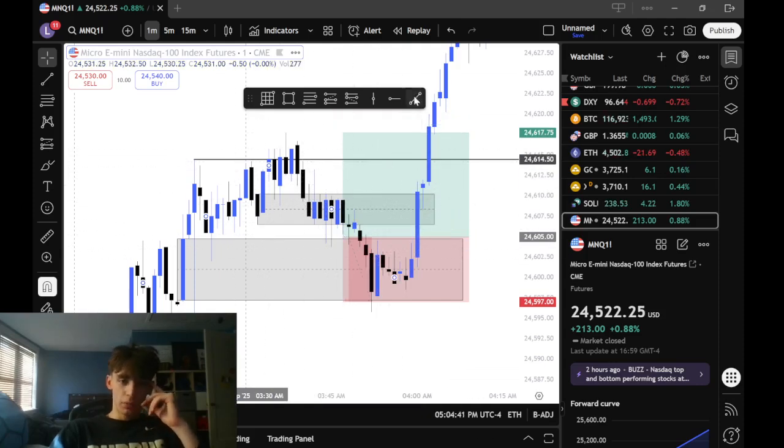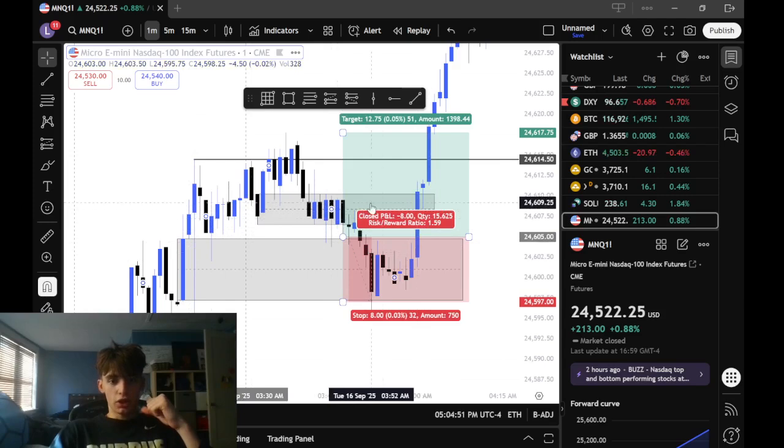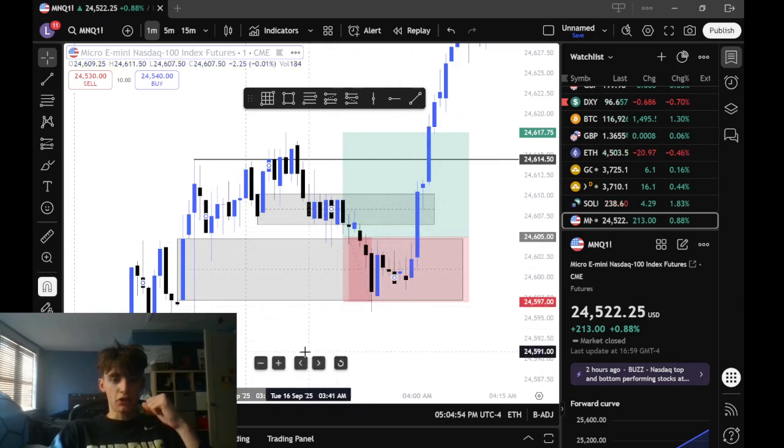Instead, it went down, manipulated it. Then I said this imbalance looks like a good place because it respected this price right here, or this candle, this candle, this candle, this candle, and then it respected this candle, right, and went right back.